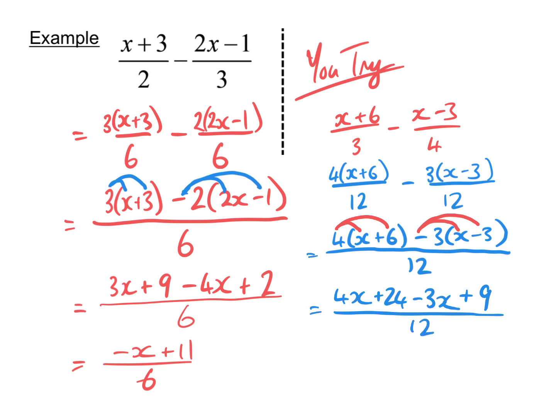And remember, the last thing we need to do here is just to collect together like terms. So 4x, take away 3x, leaves me with positive x. And positive 24 plus another 9 leaves me with positive 33. And that's all over 12. And that's basically that question complete.